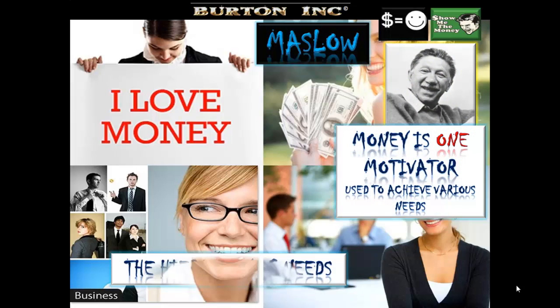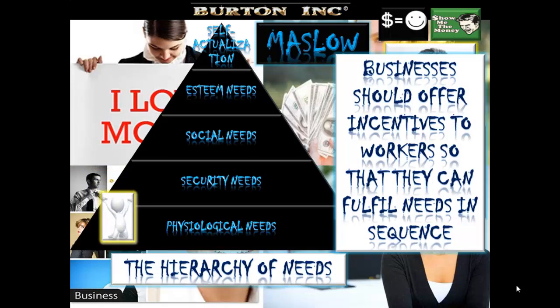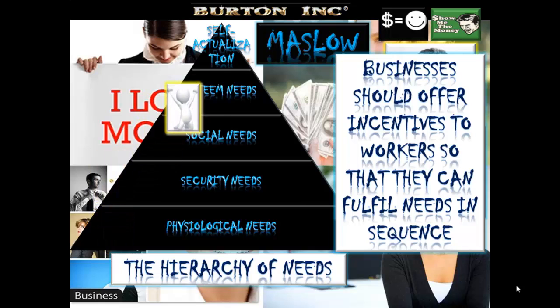Maslow essentially said that businesses should be offering incentives to workers so they can fulfill needs in a sequence. And he came up with the hierarchy of needs. Down at the bottom, physiological needs need to be satisfied. Security needs build on top of that. Once people are secure, then they can satisfy their social needs. Once their social needs are in place, then they can work on their esteem. And right at the top, self-actualization. Let's have a look at each of these in turn.